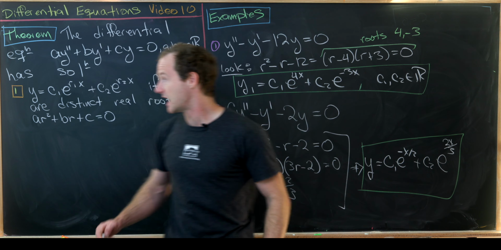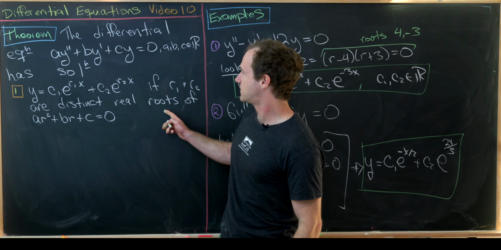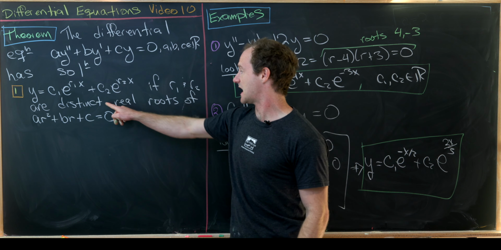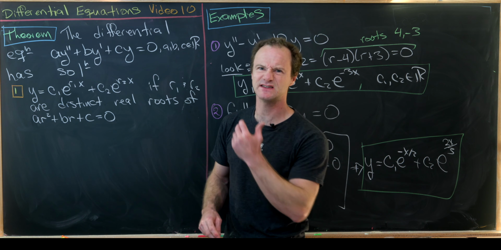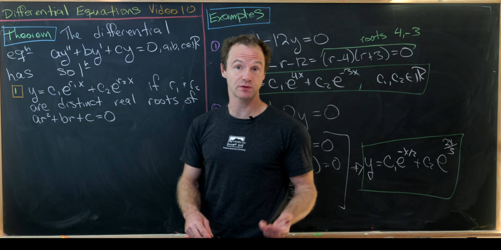Now, you might say, well, what if this polynomial doesn't have distinct real roots, but it has a single real root? That means a double root. And that's what we'll look at now.